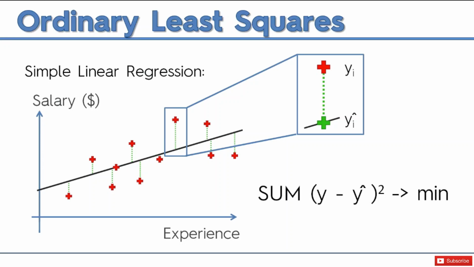So it looks for the minimum sum of squares. It finds a line which has the smallest sum of squares possible. And that line will be the best fitting line. And that is called the ordinary least squares method. So that's how the simple linear regression works. And I look forward to seeing you in the next tutorial.